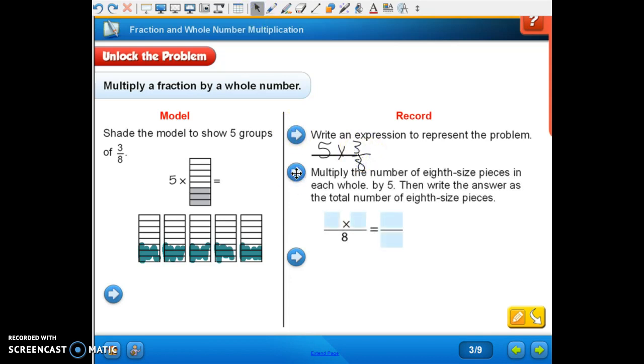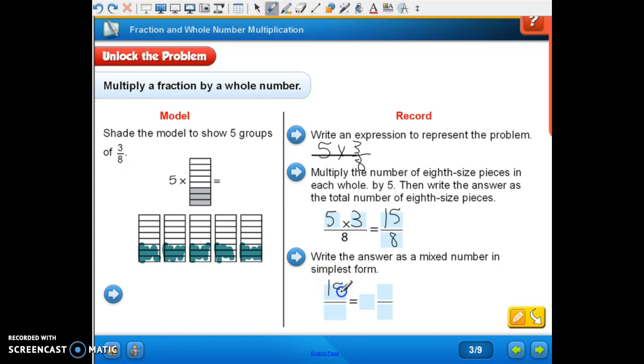Multiply the number of eighth-size pieces in each whole by 5. So we're going to have 5, and there's 3 pieces, so 5 times 3 is 15 over 8. Write the answer as a mixed number. So 15 over 8, there's 1 whole in 15/8, with 7 left over, and there's 8.